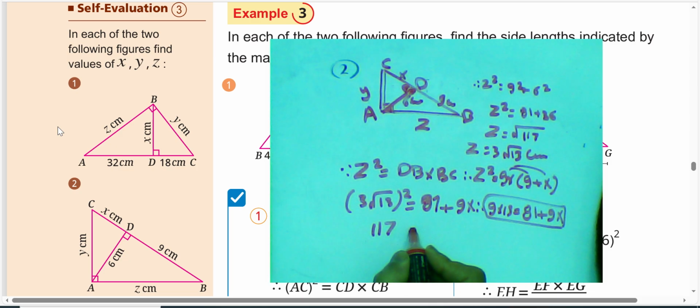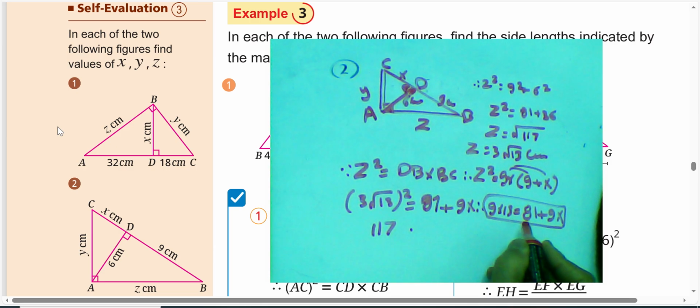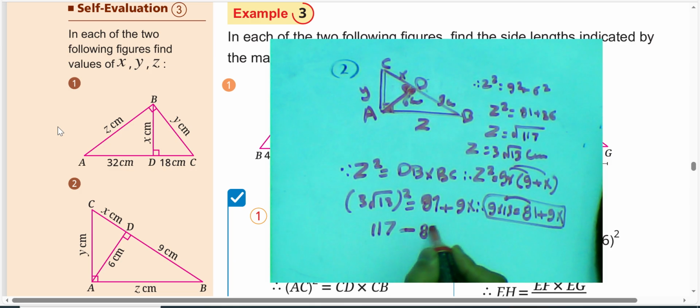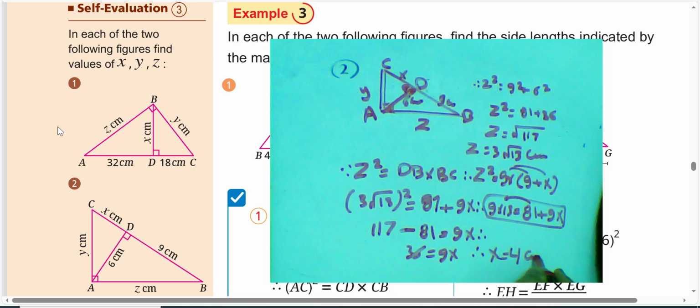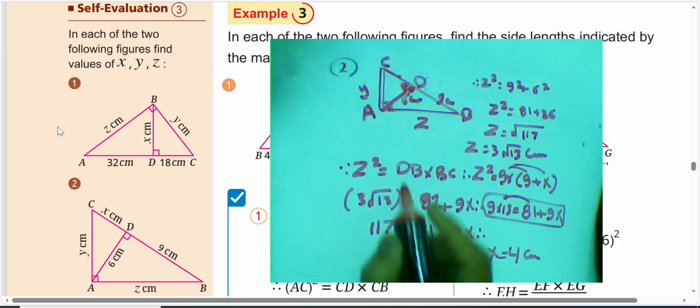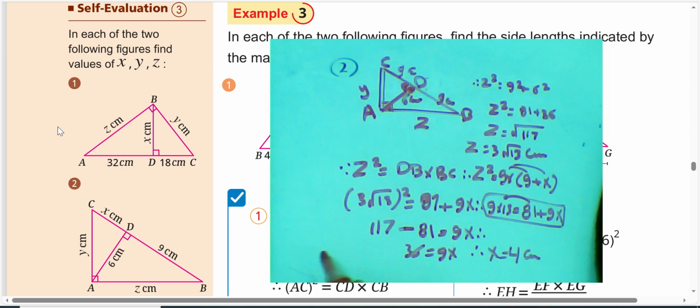Okay, we can move 81 here, that changes the sign. We can write 81 with the different sign equal 9x. Then 117 minus 81 is equivalent to 36. 36 equals 9x, so x will be 36 divided by 9. Then x will be 4 centimeters. X here will be 4 centimeters.